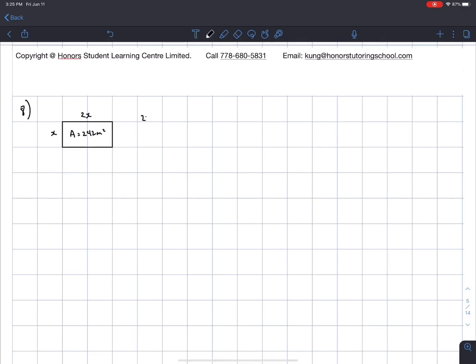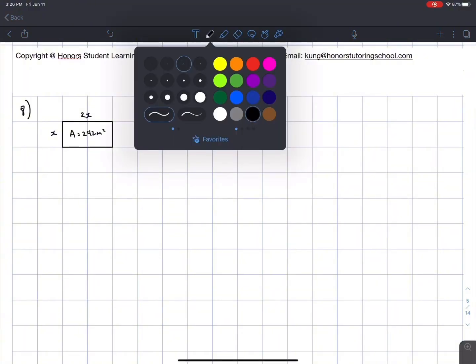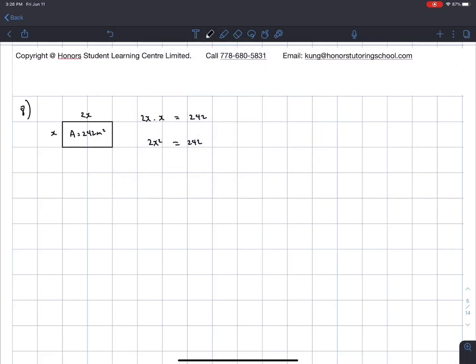So we can say 2x times x equals the area, 242. It's just length times width equals area. So we have 2x squared equals 242. Now we can divide both sides by 2, to get x squared equals 121. So now we can square root both sides, and we get x equals 11.